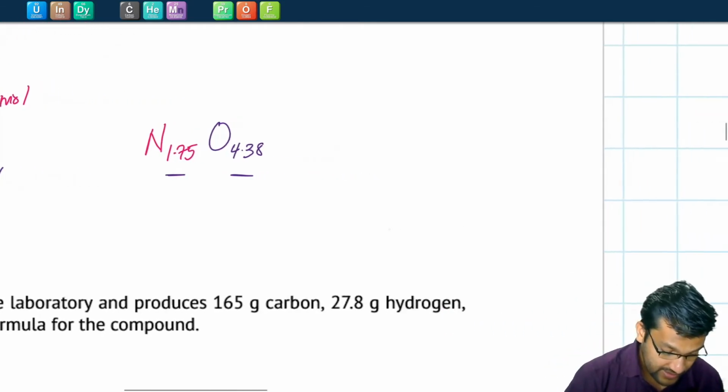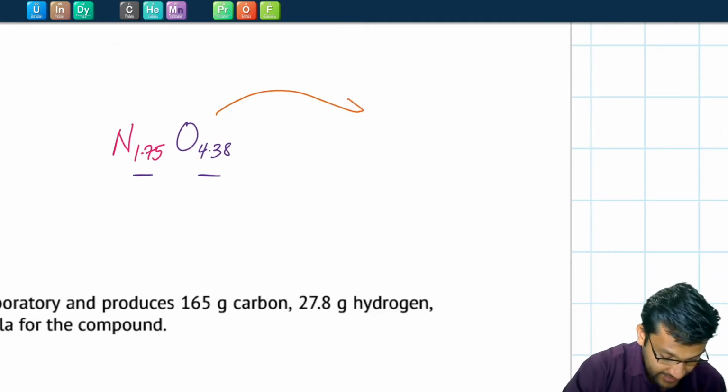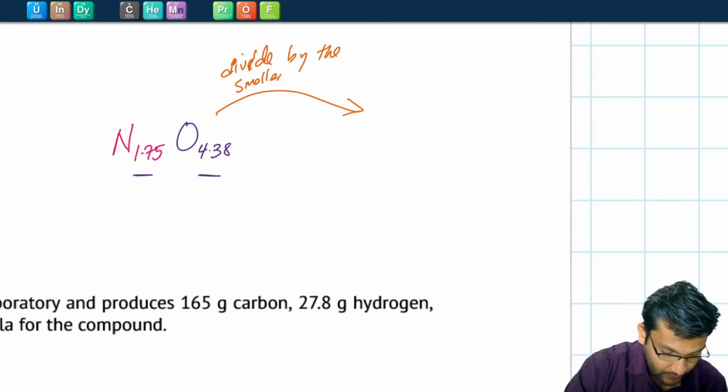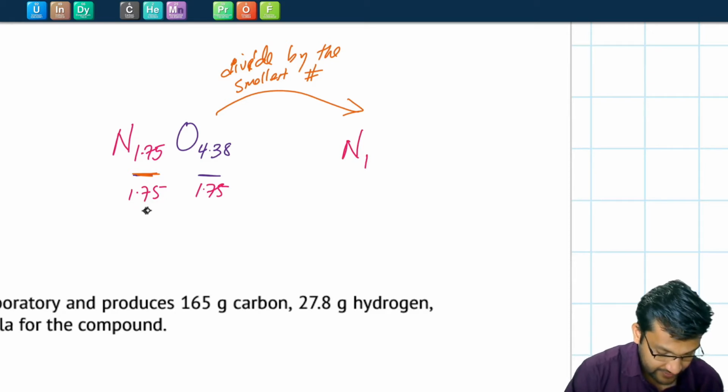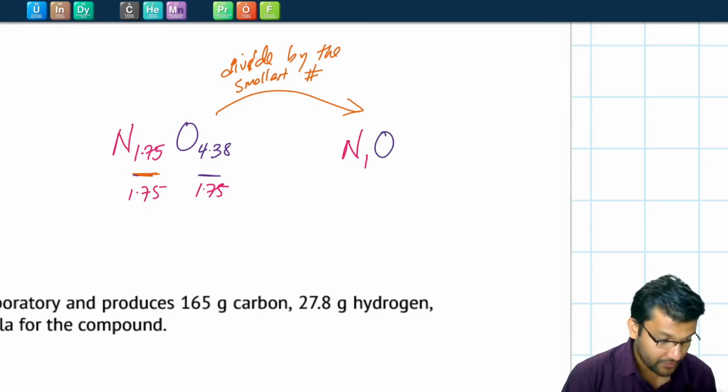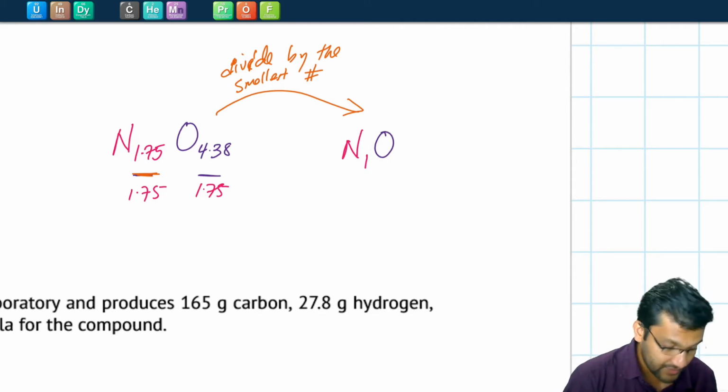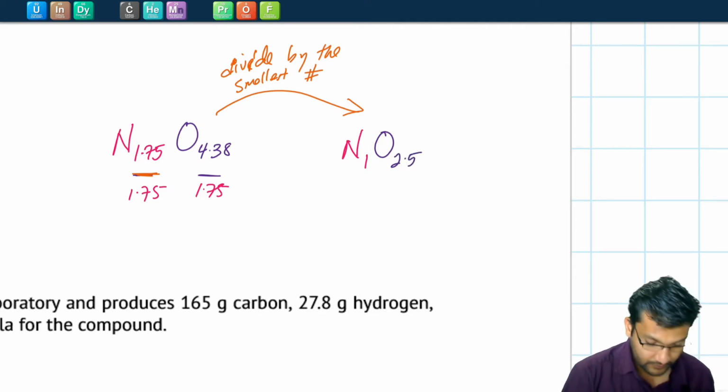So one of the ways that we're going to do this is first divide by the smallest number. In this case, the smallest number is 1.75. So if we divide 1.75 by 1.75, we get nitrogen 1, because 1.75 times 1 divided by 1.75 is 1. And oxygen, 4.38 divided by 1.75 should give us 2.5.